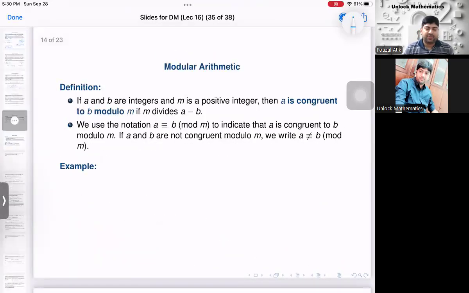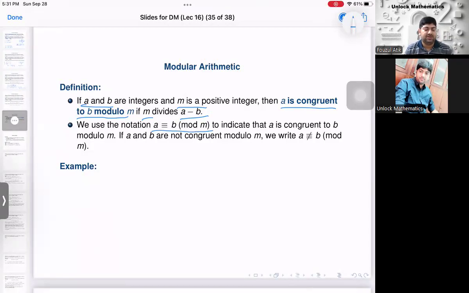Okay. Now we have another new terminology called modular arithmetic. What we'll learn from there is congruence modulo. What we'll say: if a and b are integers and m is a positive integer, then a is congruent to b modulo m if m divides a minus b. Right? And then we will use the notation a is congruent to b modulo m.